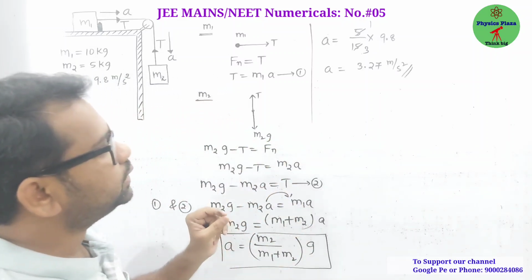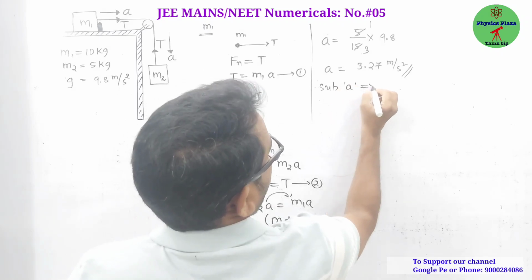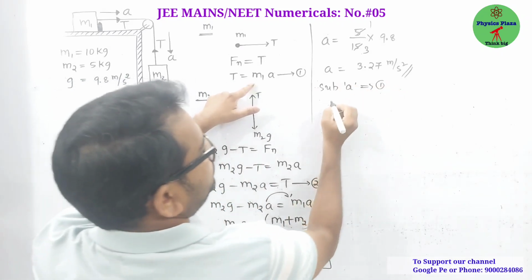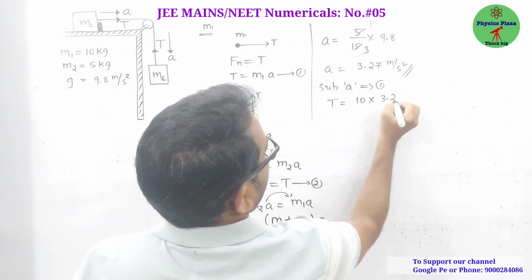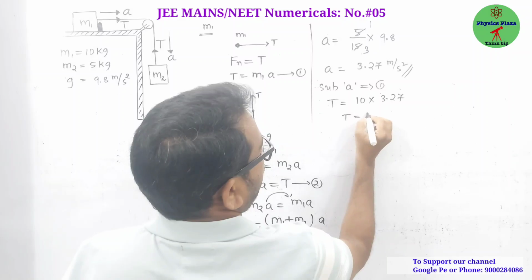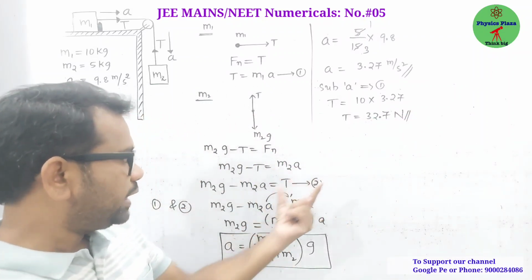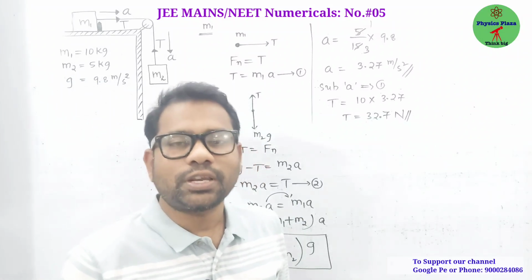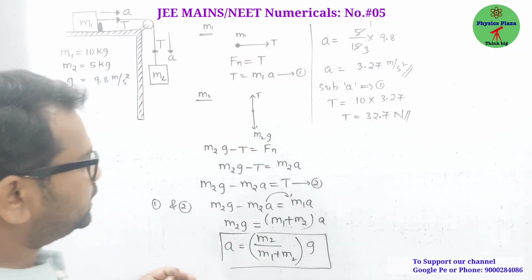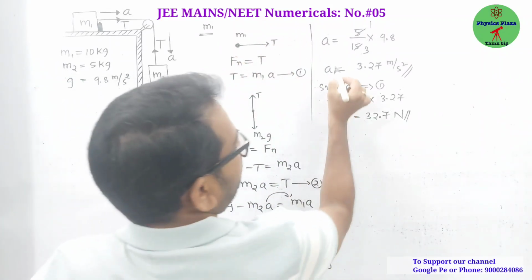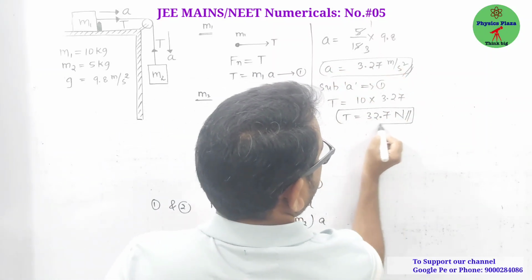Now children, we need to calculate the tension, right? So substitute the A value in equation 1. Then T is equal to M1, how much, children? 10 into 3.27. So T is equal to 32.7 newtons. Here you may get a doubt: sir, why can't we use equation 2? Yes, you can also use it, and you will get the same value. If you want, you can try, children. So the acceleration of the system is 3.27 meter per second square, and the tension developed is 32.7 newtons.